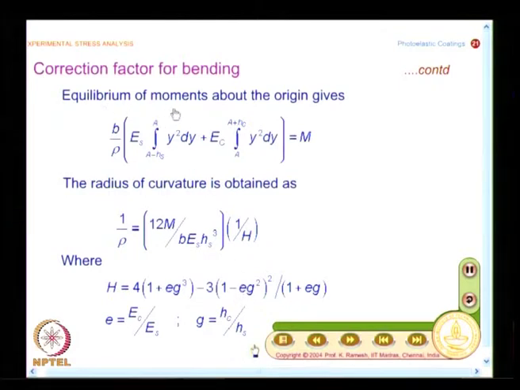and the equilibrium of moments again has two terms, one corresponding to the specimen and one corresponds to the coating. And if you have physically identified what are the limits of the specimen, it goes from a minus hs to a and coating goes from a to a plus hc. Rest of the expression is very simple and straightforward, and this is the bending moment applied, and mind you, we are considering a problem where the specimen is subjected to pure bending.